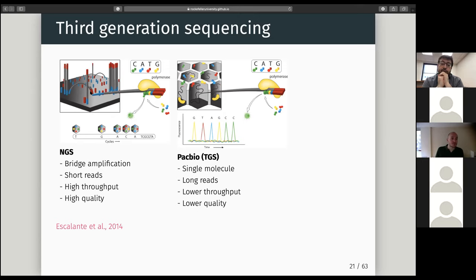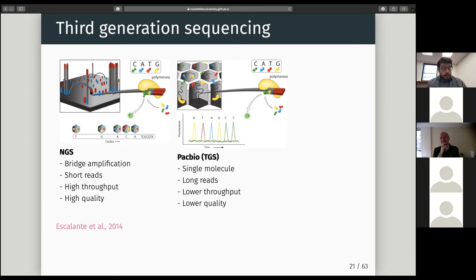PacBio is very different. PacBio has no amplification at all. It's a single molecule technology. So the PacBio chip has much fewer spots. It has about 8 million wells on the chip. The chip is called Smart Cell. I will show more later. This is a Smart Cell. This is very small, you can see.